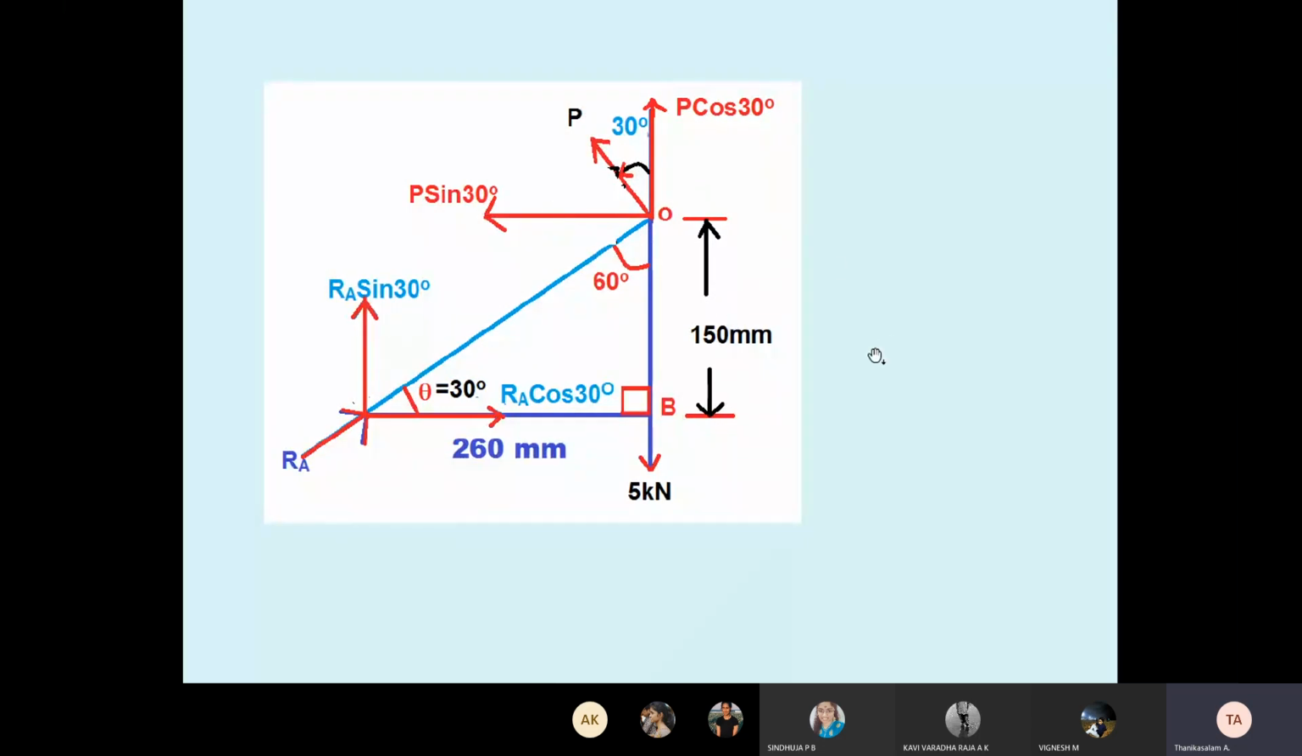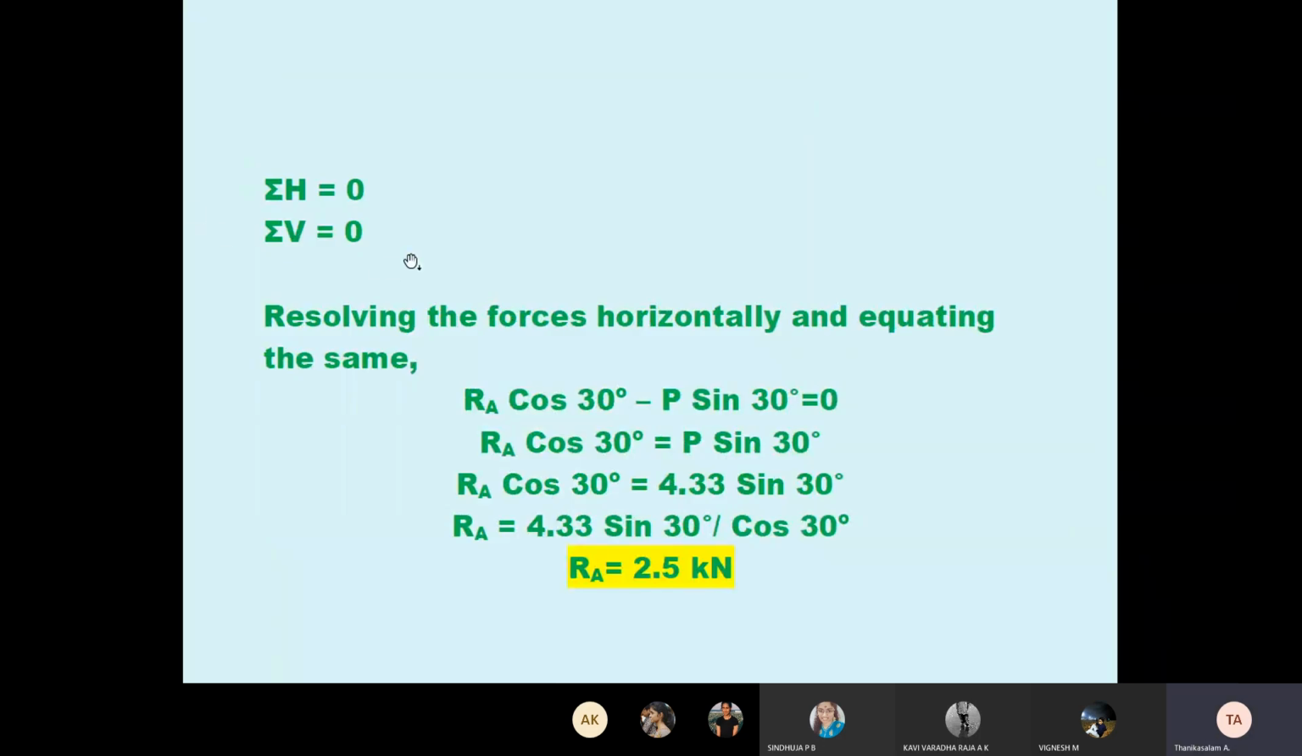Students understand, you must resolve carefully. Don't always take x as cos and y as sin. There will be changes with respect to the axis. Here theta is 30 degrees with respect to vertical. That's why along the vertical it is P cos 30, and P sin 30 horizontally. So we resolved. What is our aim? We want to calculate RA. We have the equilibrium equations: summation of H equals 0, summation of V equals 0. You can use any two equations or any one equation. The main aim is RA.